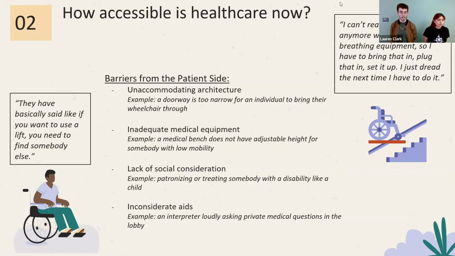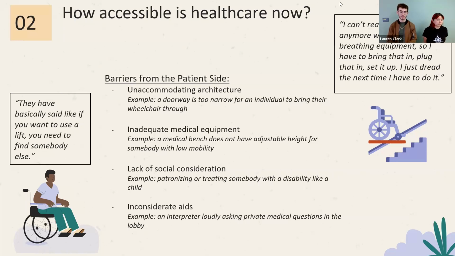Another is inadequate medical equipment. For example, if somebody is in a mobility chair and cannot physically transfer themselves, if there's a medical bench that doesn't have an adjustable height or an X-ray machine that doesn't have the right equipment, these people are not able to receive the care they need. And a quote that I pulled from this article, just on the left, says that they basically have said, like, if you want to use a lift, you need to find somebody else. This ties into what the provider said, where they just don't have the adequate care.